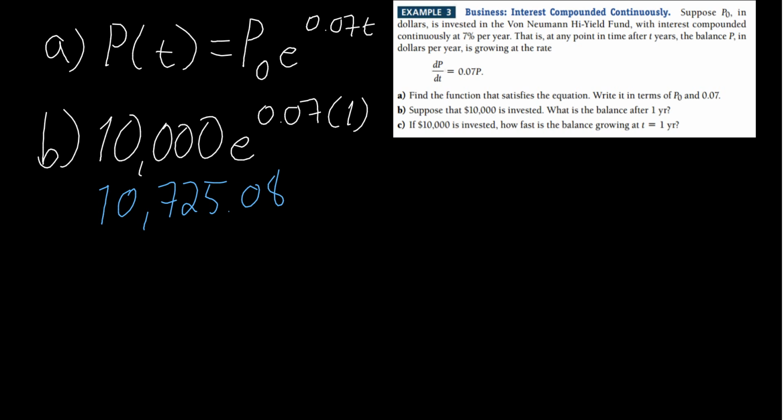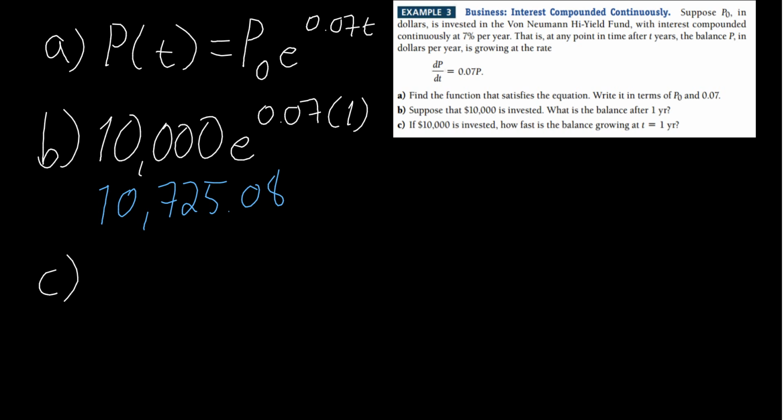Not terrible. I mean, 7% a year isn't that bad, to be honest with you. Especially if the market on average does like 11%. That's actually pretty good, especially if it's a nice, safe interest rate account. But anyways, so that's B.